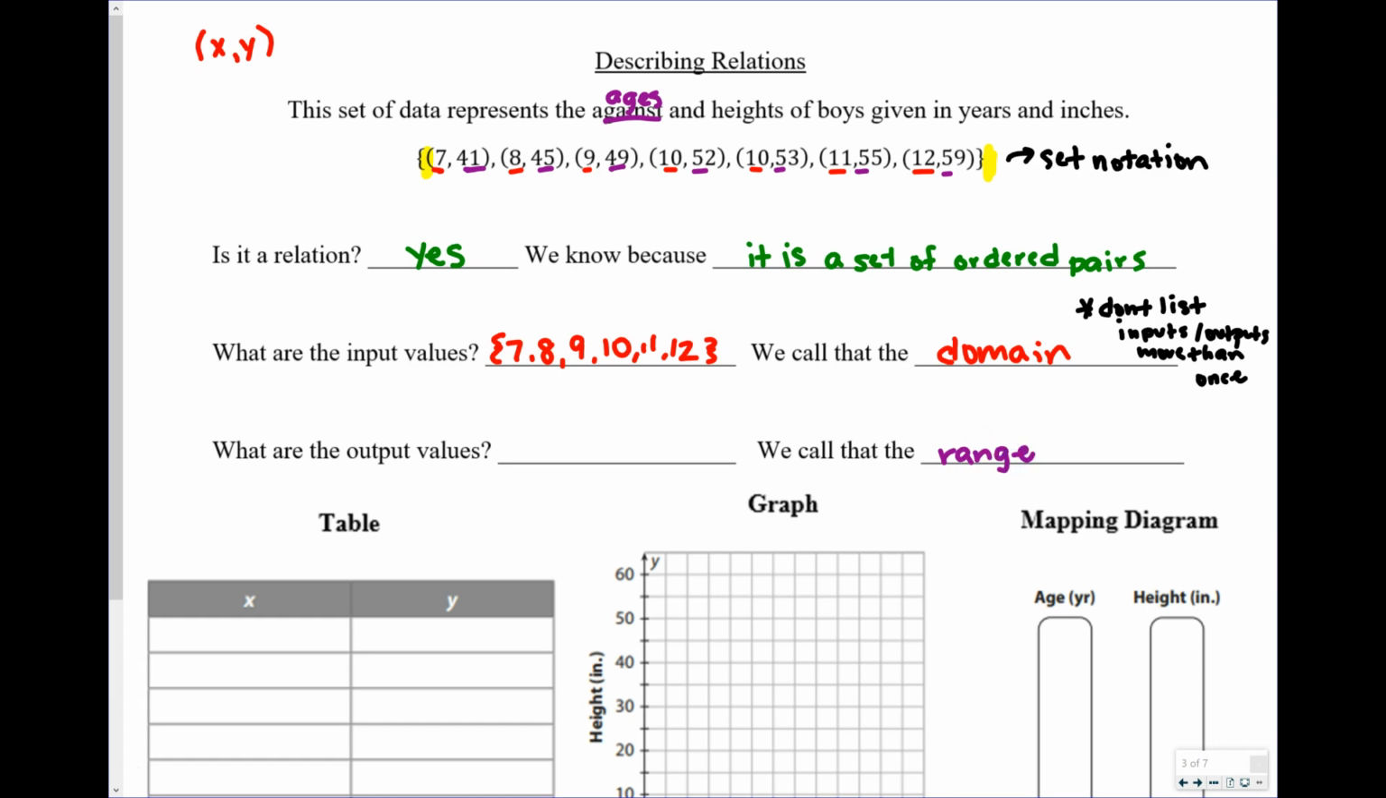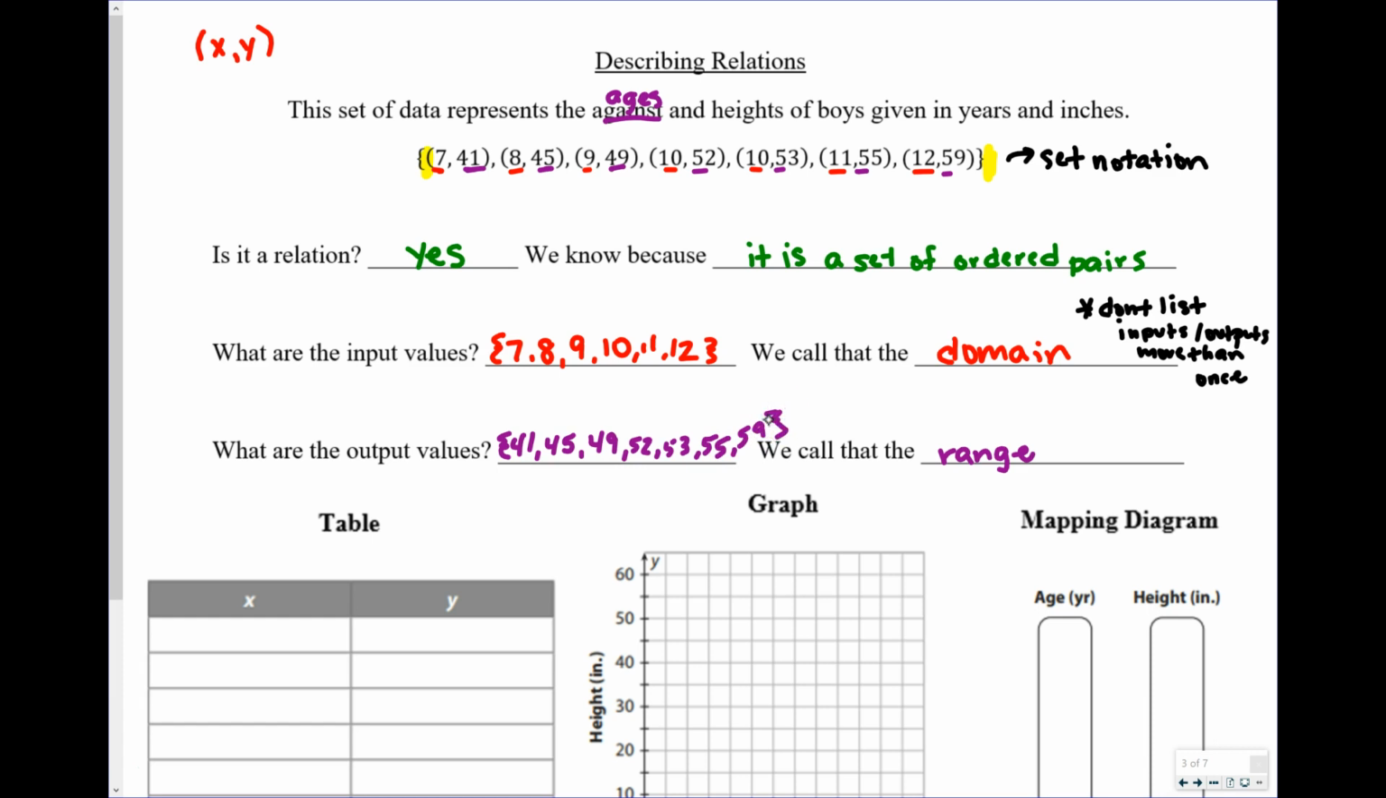And when I want to write my output values, I want to write my range, I'm also going to use squiggly brackets. Okay, and I'm going to write them in least to greatest. Now, this is a very convenient problem in that they're all in least to greatest already, but that's something going forward you'll also have to keep in mind. Okay, so I'm going to start with the 41, then 45, then I have a 49, then I have a 52, a 53, 55, and I'm running out of room. I'm going to write over here and then finish it with a squiggly bracket.